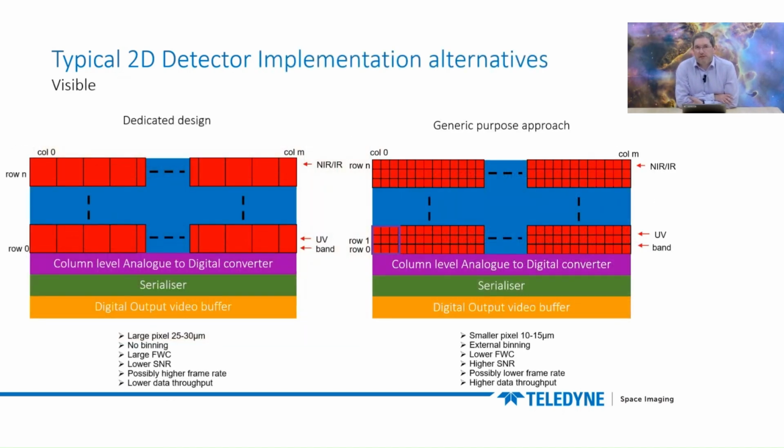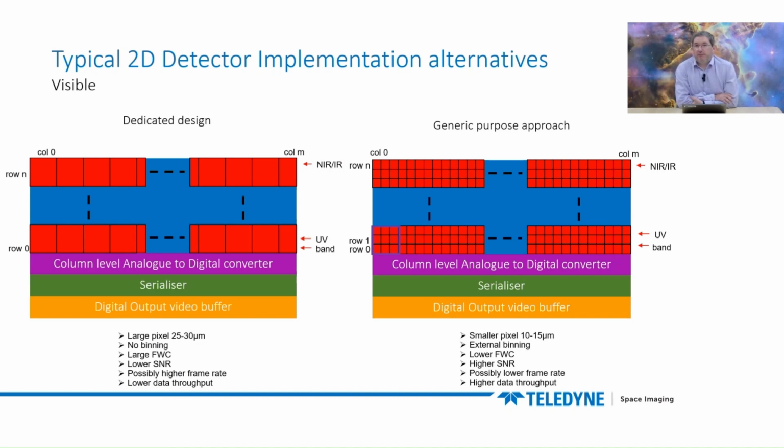The implementation can come in 2 ways. One is a dedicated design, which mainly means a large pixel, 25 to 30 micron. The advantage is that there will be no need for further processing like binning afterwards. The macropixel is the same size as the pixel. It tends to have a larger full well capacity, but a lower signal-to-noise ratio. It can potentially have a higher frame rate, and definitely it will have the lowest data throughput.